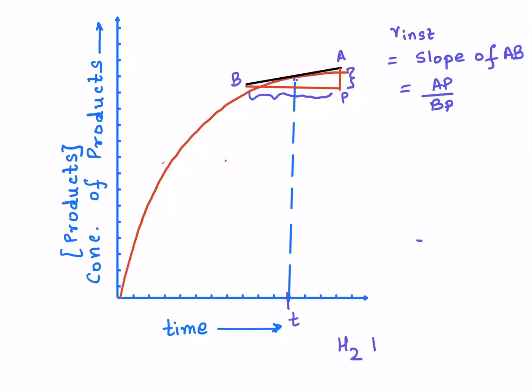Again, if I was talking about H2 plus Cl2 gives me 2HCl, what am I going to do? Yes, I will divide it by the coefficient. Compare over here. When we were doing the reactants, the instantaneous rate was the negative slope of the tangent. Whereas when we are talking about the products, the instantaneous rate is just the slope of the tangent at that particular point.